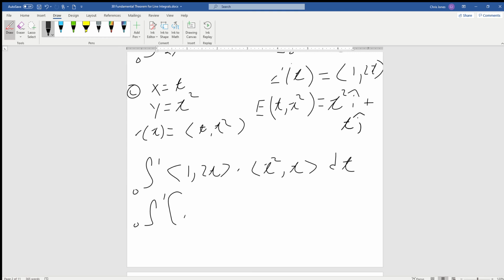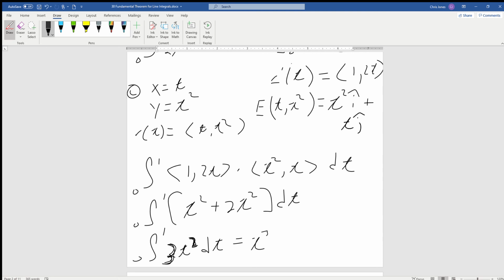That's going to be 1 times t squared, which is t squared. 2 times t, or 2t times t, is going to be 2t squared. This ends up being 0 to 1 of 2t squared dt, which is just going to end up being, we're going to add 1 and divide, so this should be 2t cubed over 3, excuse me. Okay, there we go. Right. And then we get t cubed from 0 to 1, and that just turns out to be 1, which is good because that's what we expected.